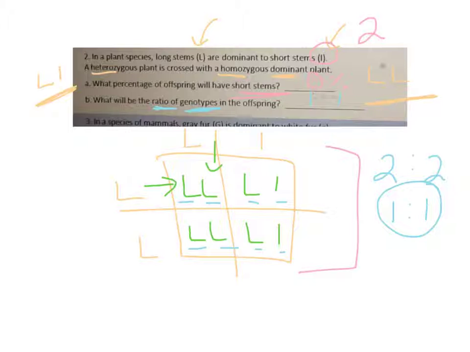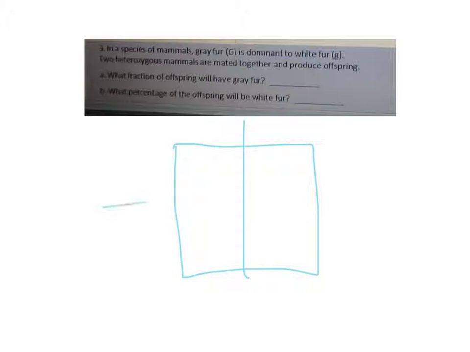Your next question will be number 3. We're going to do number 3, then we'll flip to the back and do a couple more. All right? Okay, here's number 3. Same thing. If you want to go ahead and draw your Punnett square first, you can do that. Okay? So you have your Punnett square going. Then it tells you what is dominant and what is recessive.